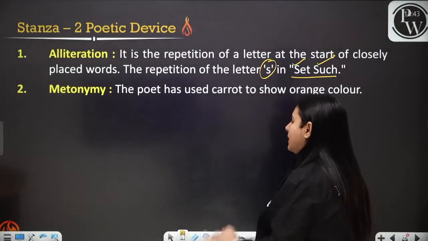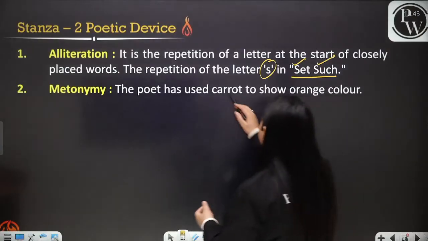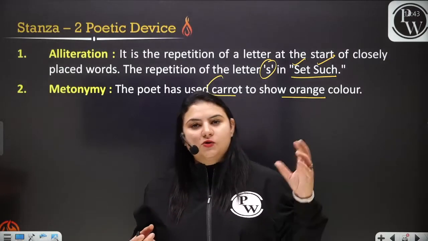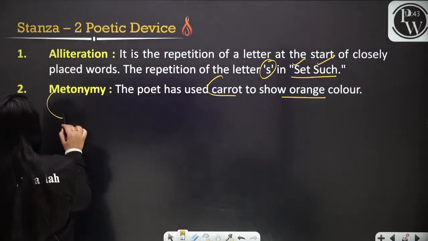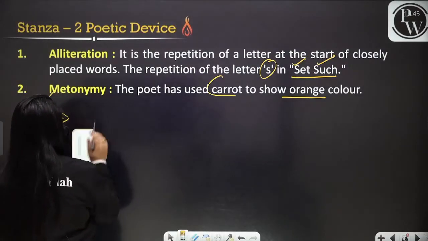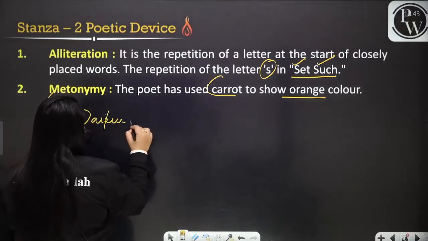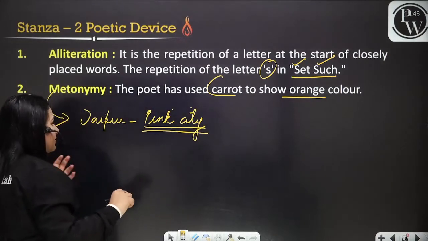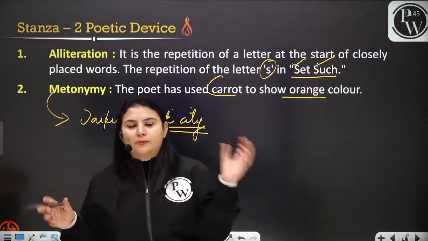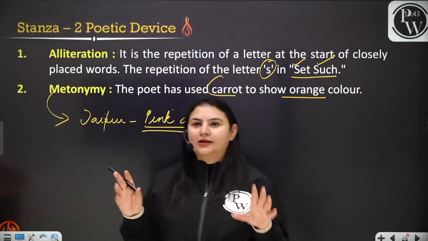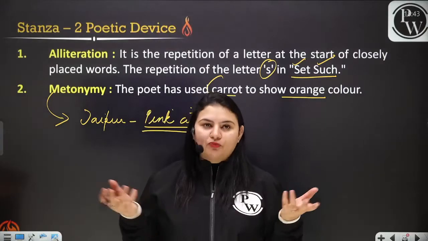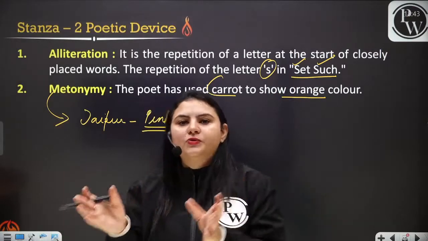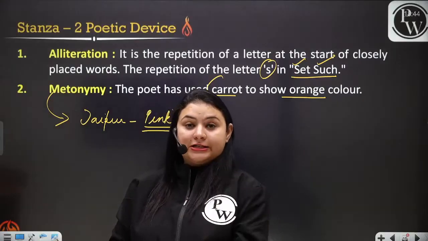Okay, metonymy. Metonymy, the poet has used carrot to show orange color. They have compared orange color with carrot. So this is metonymy. I'm giving you certain other examples, like Jaipur is called Pink City. For Jaipur we use Pink City because in Jaipur most of the buildings are of pink color. Not pink color, basically they are of a little orange shade, but it is called pink. I don't know why, but it's called Pink City because the whole city looks pink. So for Jaipur we can use this color. This color is representing Jaipur.